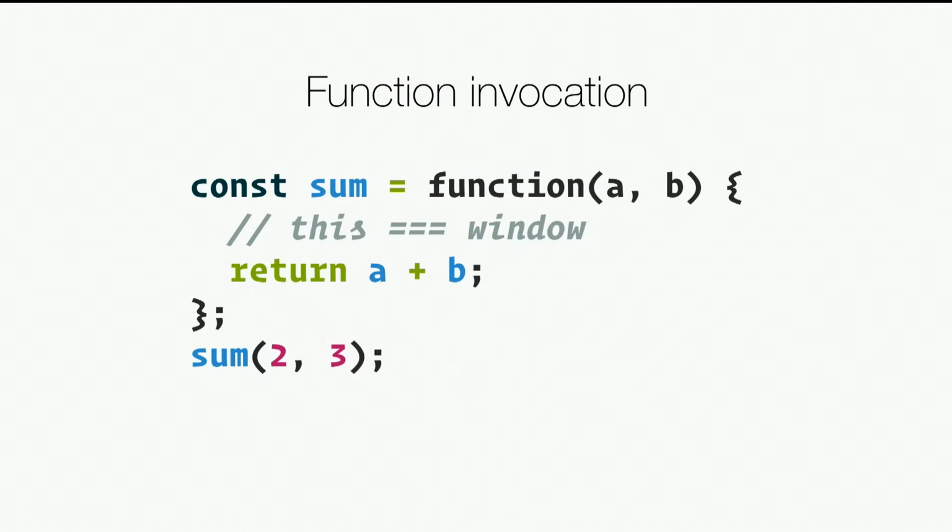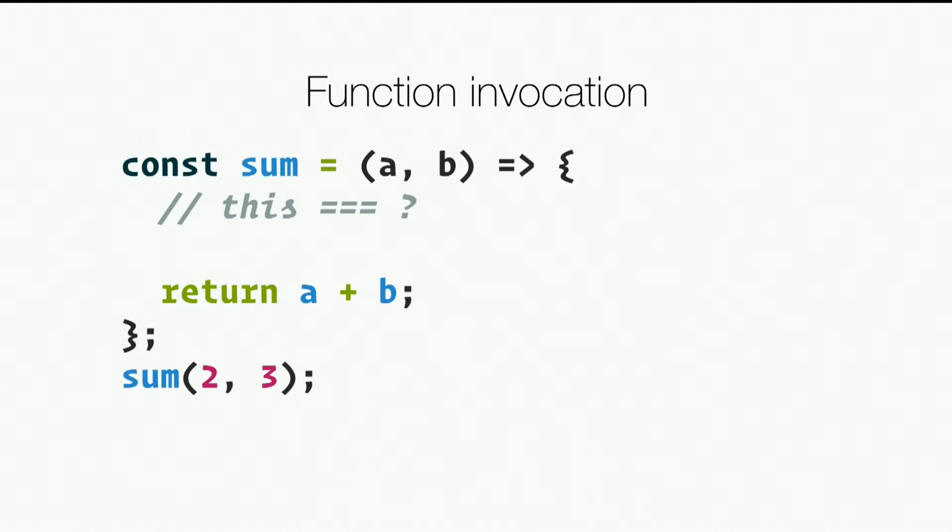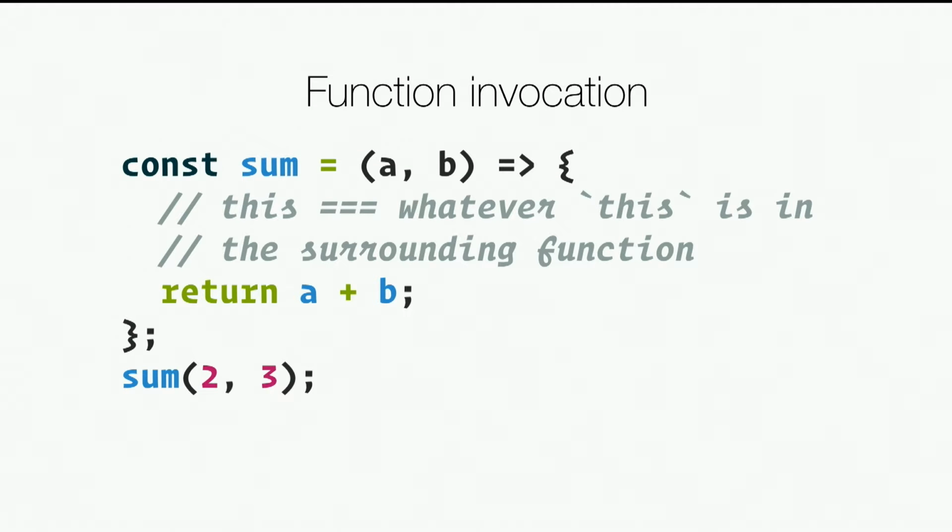What if we did exactly the same thing, but it were an arrow function? So we're still just invoking it the normal way with parentheses. It's not a method or anything. It's not on an object. Now the value of this is whatever this is in the surrounding function. So whatever the value of this happened to be on the line right before const, that's the value of this inside that sum function.